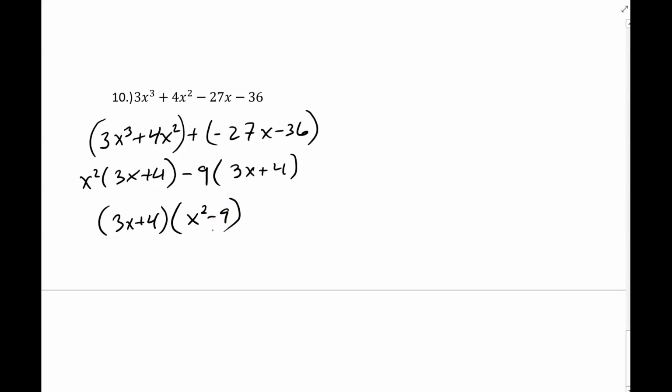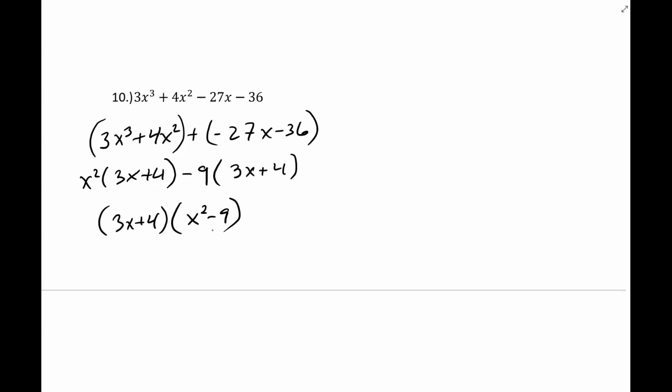But I'm not done here. I have to check each of those factors to see if they can factor. Now, 3x plus 4 can't factor because it's a degree 1. No degree 1 polynomials ever can factor. Well, anything more than like a coefficient. I could take a 3 out of that or something, but that's not interesting.